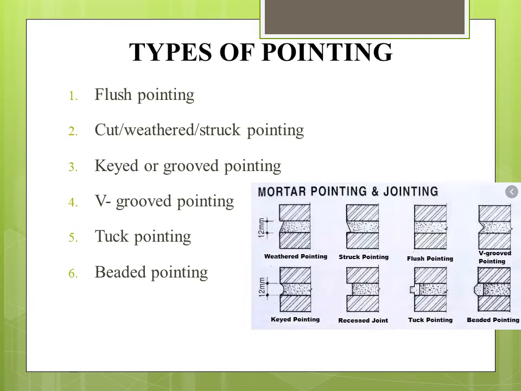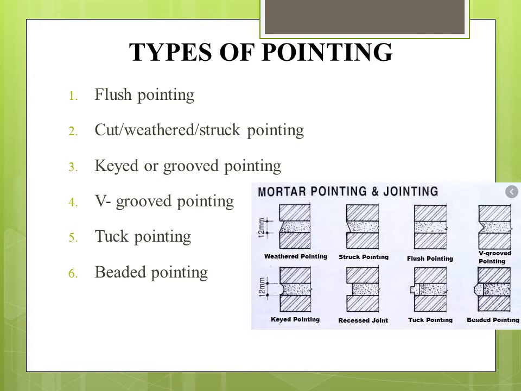Then moving on to the second one, cut or weathered pointing. In this type of pointing, the mortar is first pressed into raked joints. We already said raking is done to a depth of 10 to 20 mm. While the mortar is still green, the top of the horizontal joints is neatly pressed back by 3 to 6 mm with the pointing tool. Thus the joint is finished sloping from the top of the joint to its bottom. You can see it here.